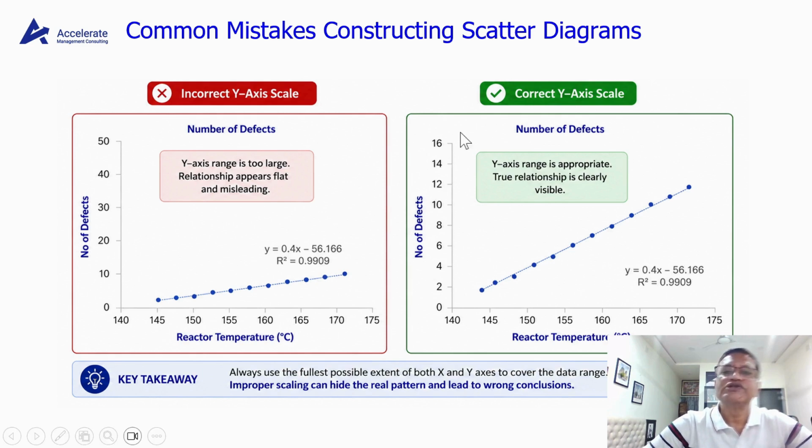However, since the number of defects are less, if I plot it correctly from 0 to 16 or 0 to 14 in that range, then we will get a clear understanding of whether this data is correlated or not. So always use the fullest possible extent of both x and y axis for the data range. Improper scaling can hide the real problems, and therefore use a proper scale.